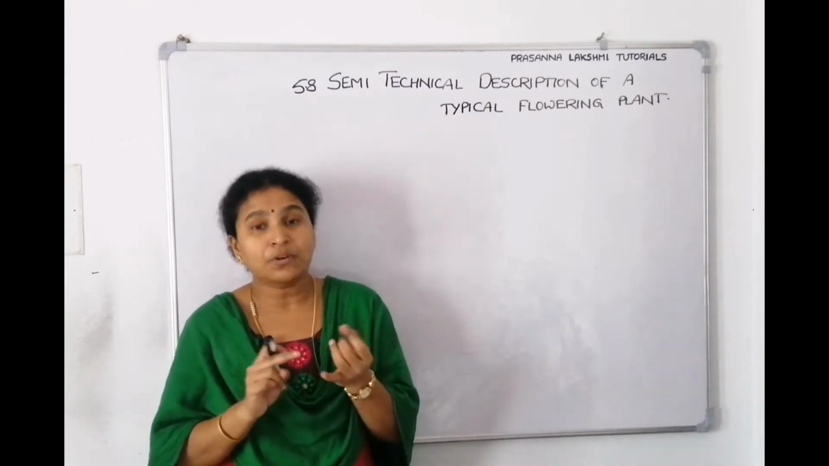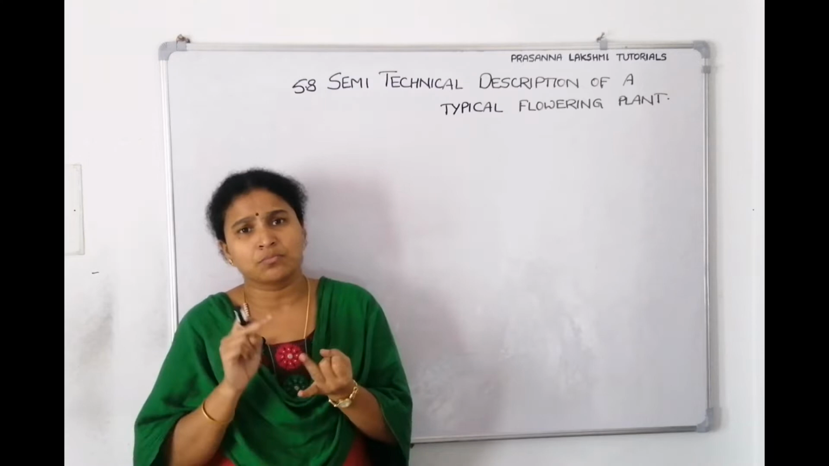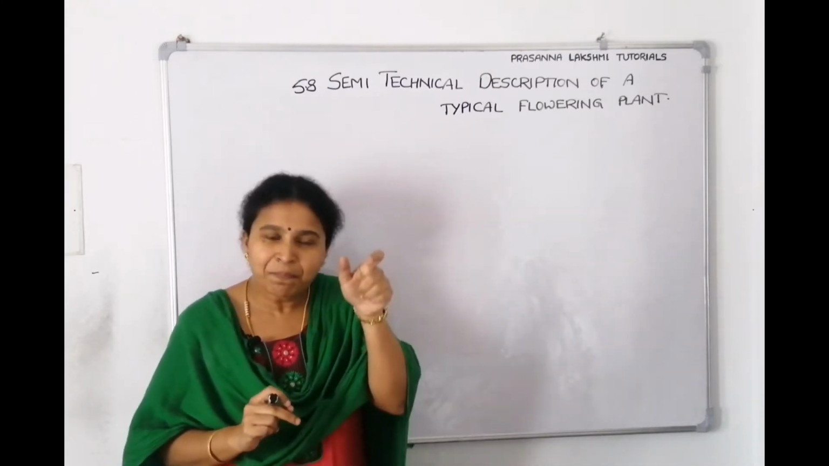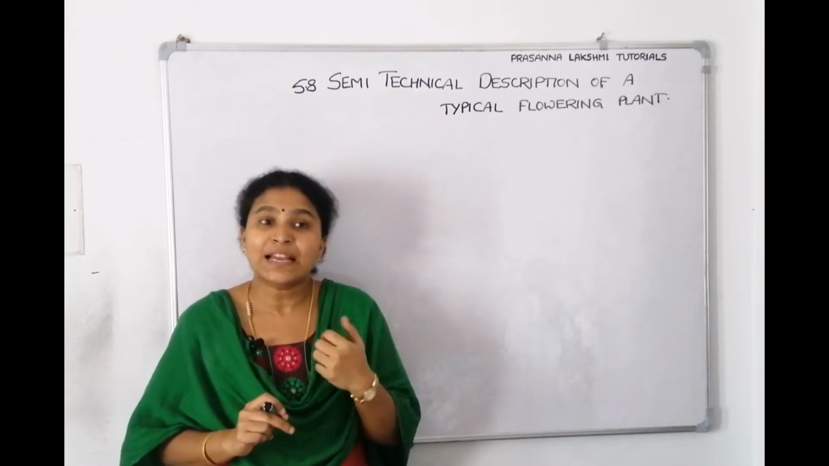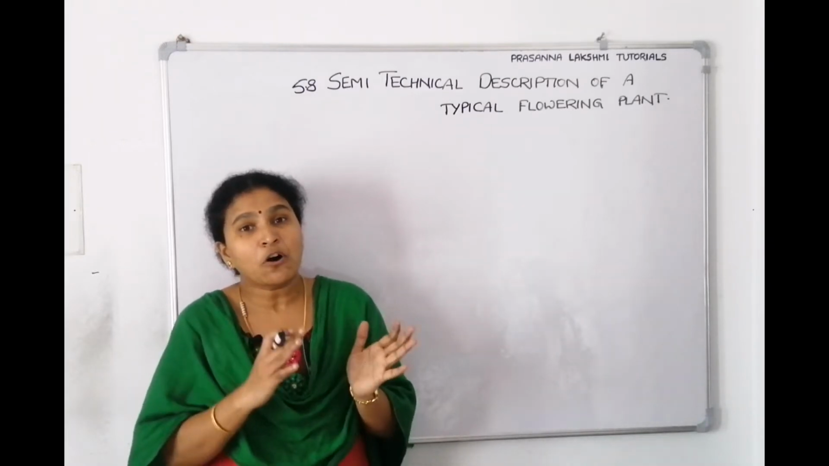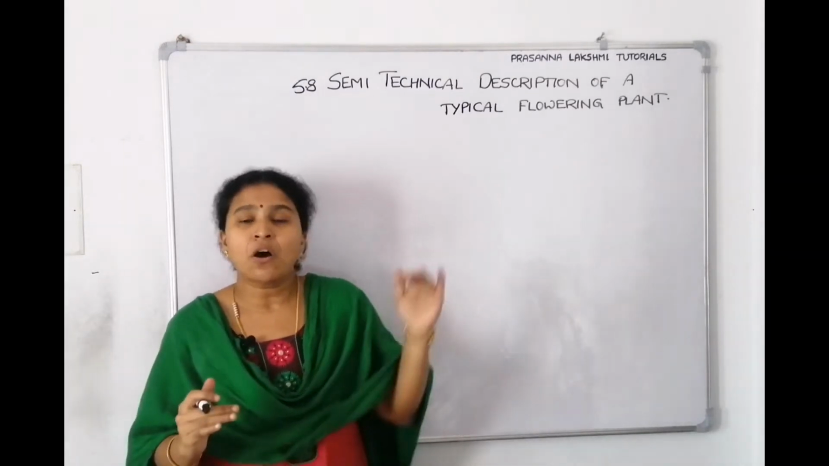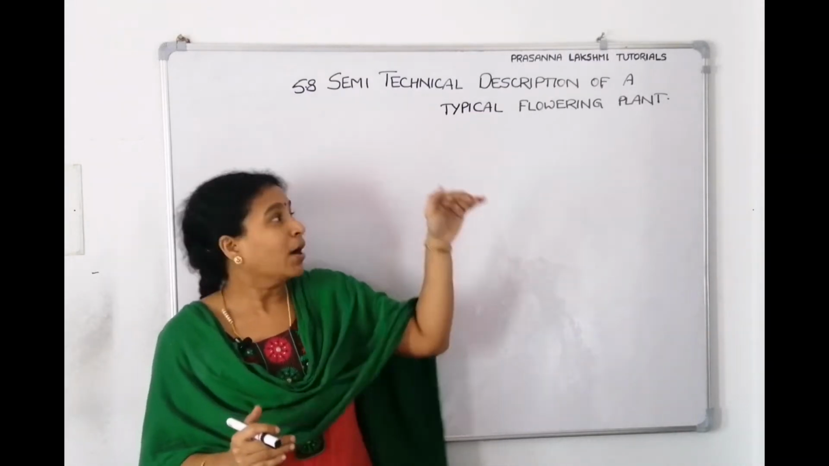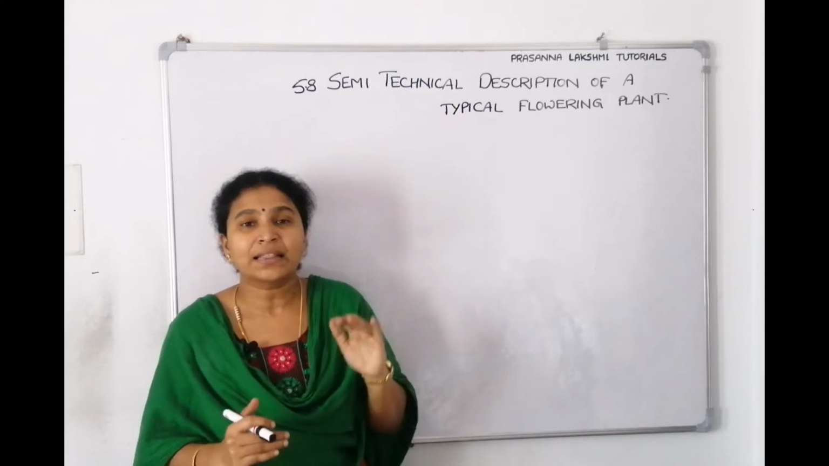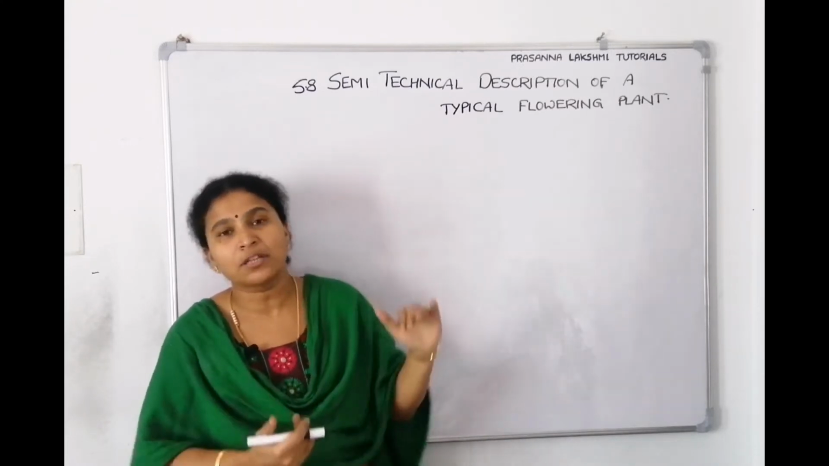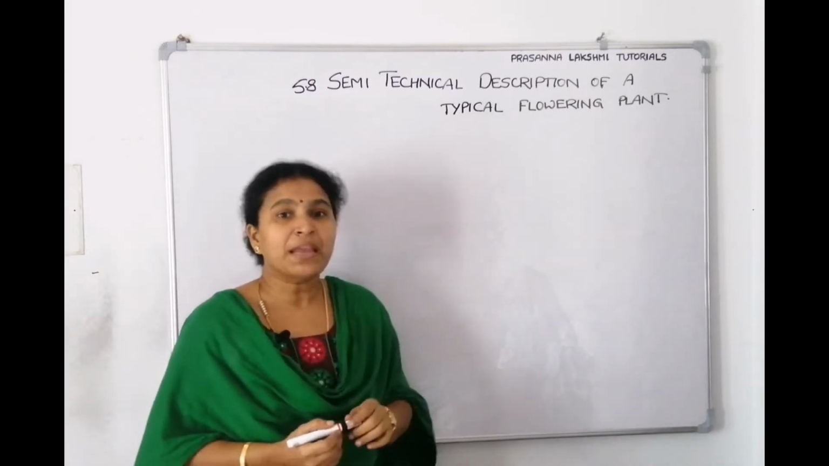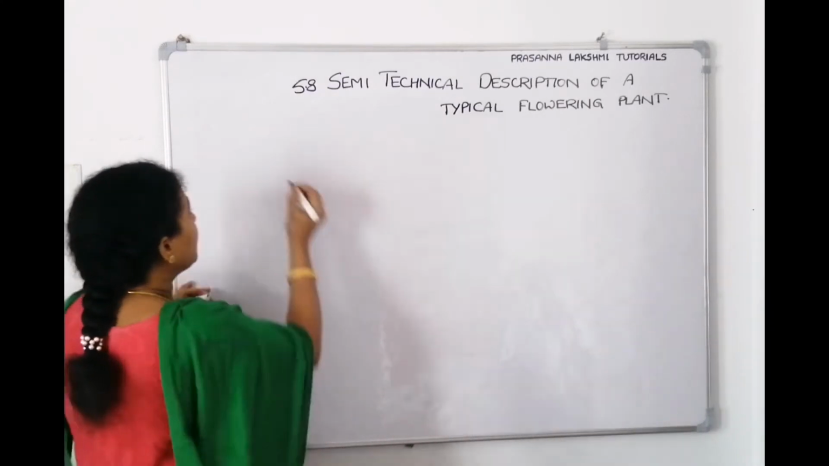Then we need to describe the root system, shoot system, leaves. In brief, in a simple manner, using scientific language, following a proper sequence, we have to represent. All that comes under semi-technical description. We will see what the criteria are, how to do it, and then we will take some families, follow the criteria and try to understand. So, semi-technical description means various morphological features.